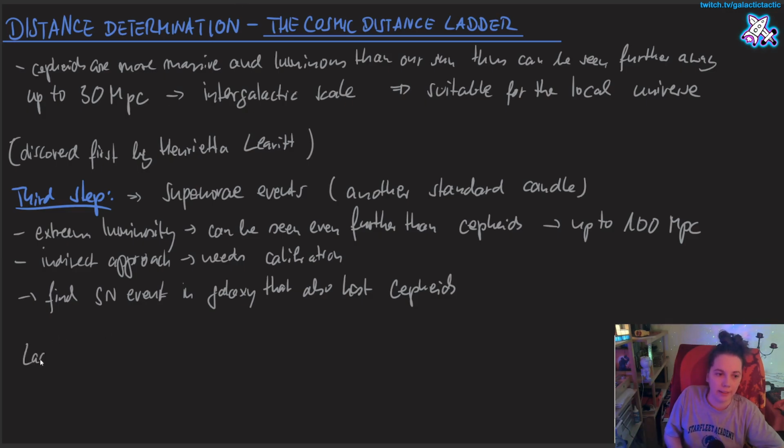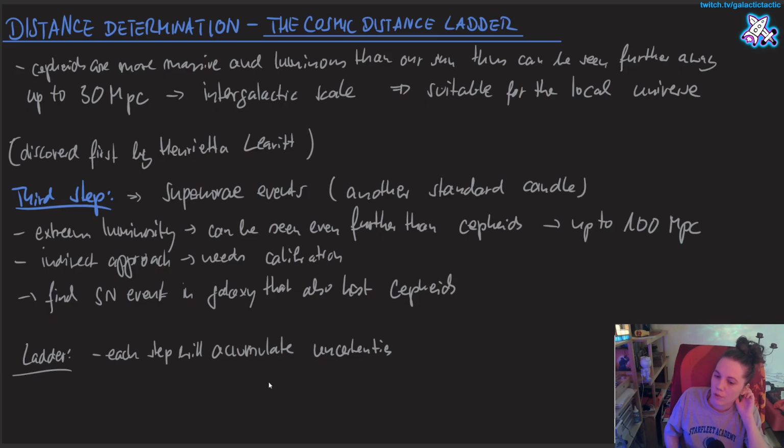So let's go back to the ladder. We're keeping that very short now because I'm running out of time. Each step will accumulate uncertainties. We have to find methods that have a low error. We need to reduce the error. Find good methods to reduce error.